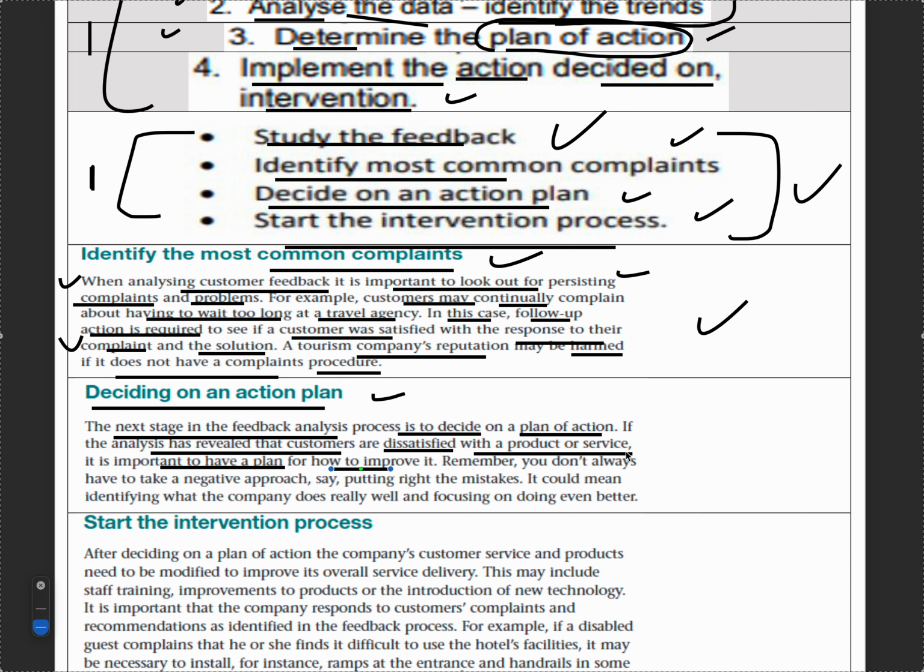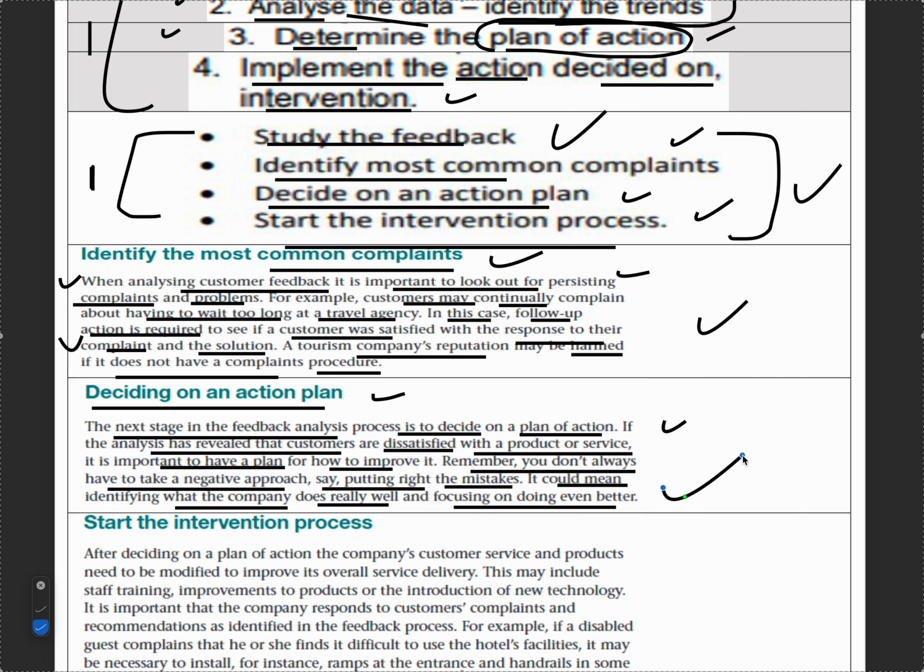So it's important for the business to have a plan on how to improve their service if customers are unsatisfied with what they're selling. That's part of a business. A business must have that. Remember, you don't always have to take a negative approach, such as putting right their mistakes. It could mean that they identify what the company does really well and focus on doing even better.